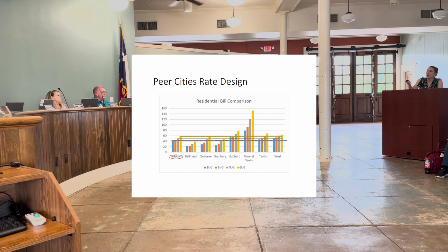But if you look at Granbury, their residential rates are lower than ours. At no point do you get to a place at 1,000, 2,000, 4,000, or 6,000 gallons. At no point in there are our people paying more, less than Granbury's. Taylor's, they're paying more than we are, but not by much. It's pretty close. And obviously Mineral Wells is a lot more. Hubbard is considerably more.